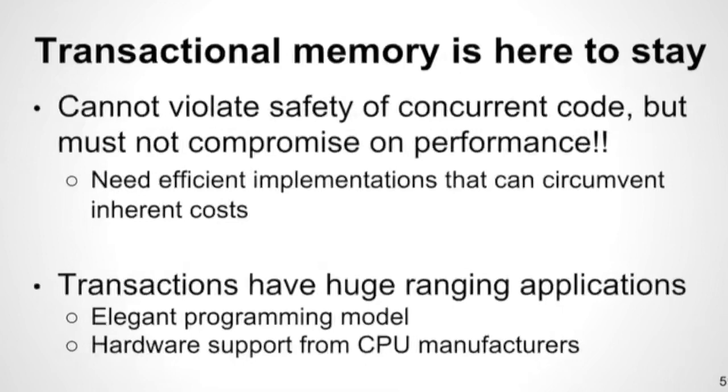So the big takeaway more than anything here is that you cannot violate the safety of concurrent code. This is a given for us, right? If you don't design implementations which have these strong safety properties, then you have to explicitly patch them using sandboxing or these other techniques which are very ad hoc. So you can't compromise on safety. But what use is safety if there is no performance?